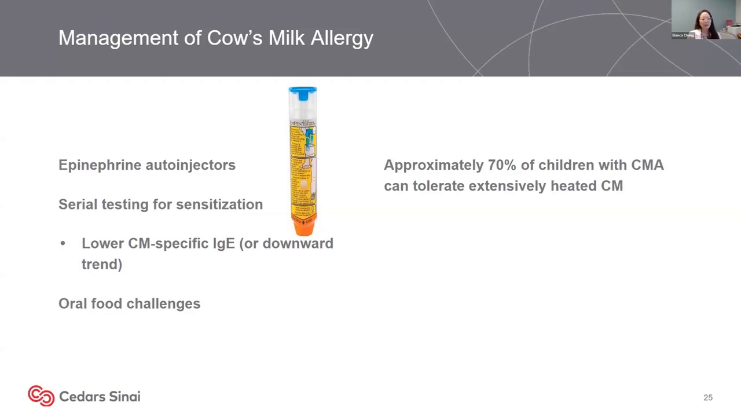We also know that approximately 70% of children who have a cow's milk allergy can actually tolerate cow's milk that has been extensively heated. So it can be the case that they are allergic to milk at room temperature or cold dairy, but if it's heated or cooked in something, then they may be able to tolerate that better.